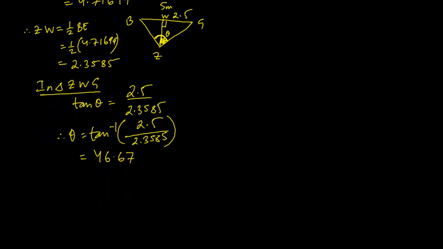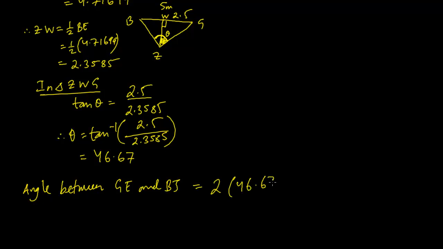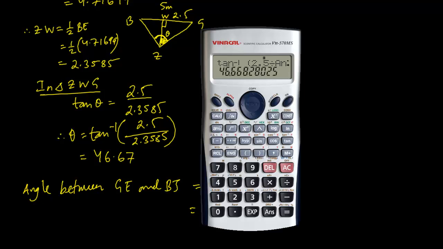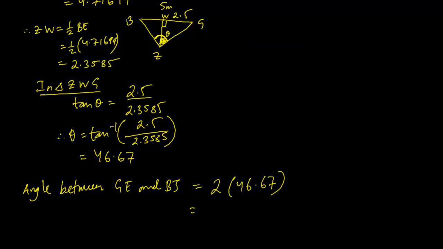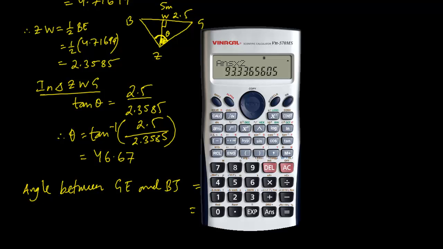So the angle we are looking for, the angle between GE and BJ, equals 2 into 46.67, because we found half of it. We need the entire angle between BE and BJ and GE. So that is going to be this angle into 2. So 93.34.